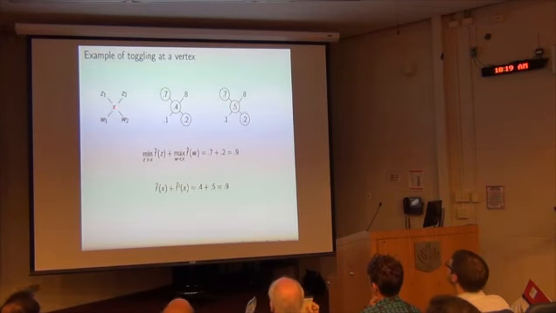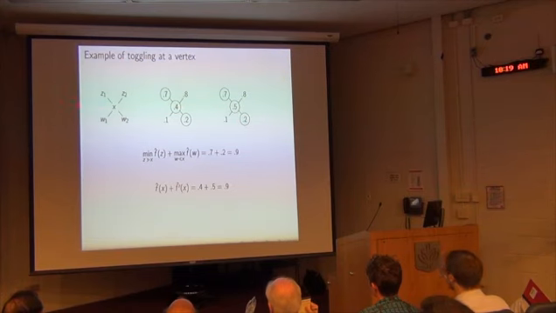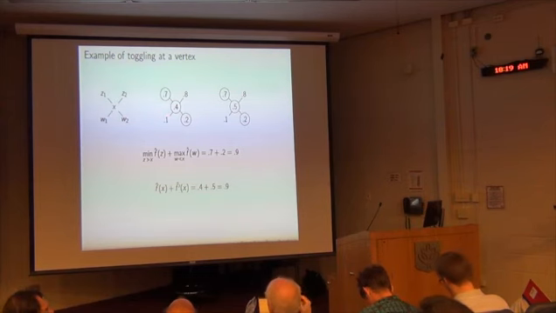Here's an element x of the poset. It covers W1 and W2. It's covered by Z1 and Z2. Let's say that f of x is 0.4, and f of Z1 and Z2 are 0.7 and 0.8, and so forth, as shown in this figure. And we want to toggle at x. How do we do that? Well, we look at the value of the function at the two values below here, 0.1 and 0.2. We take the maximum of those.